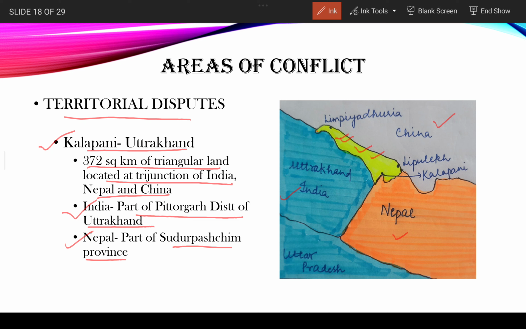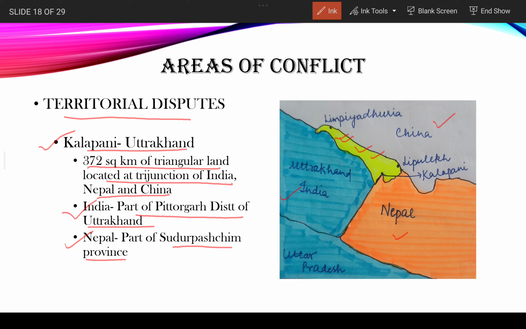Okay, so let's talk about the origin of the dispute. See, the thing is both India and Nepal claim the Kalapani region. The Kalapani region derives its name from the river Kali. In Nepal, the river is also known as Mahakali. It holds much significance in Nepal, just like the river Ganga is there for India. In a similar way, the Mahakali River holds significance for Nepal.